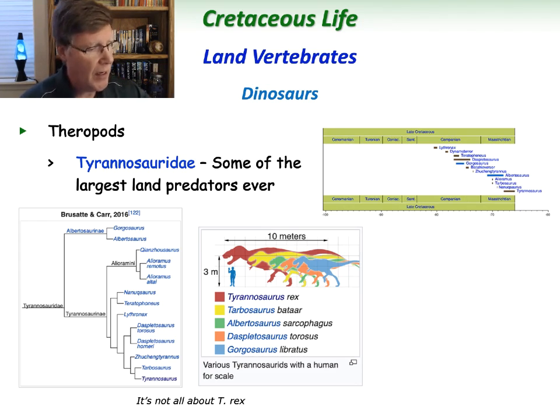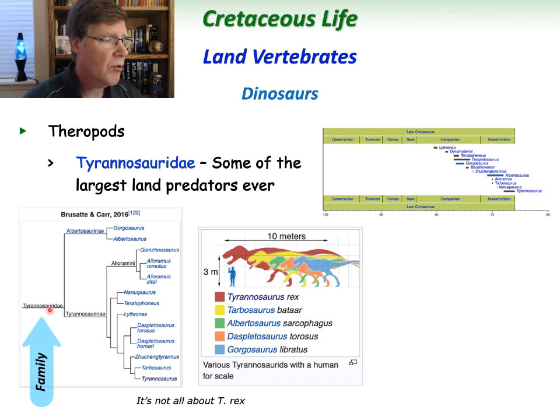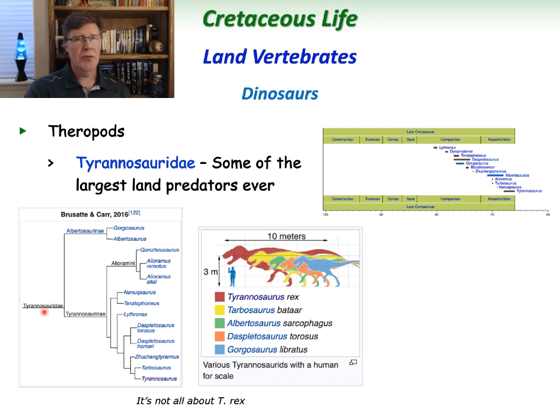And this diagram here shows the phylogenetic tree of family Tyrannosauridae. Tyrannosaurs, and that's the way I usually call them, is tyrannosaurs, because that includes all these different forms, not just Tyrannosaurus rex. Tyrannosauridae, the family, has Albertosaurs and Tyrannosaurini. And of the Albertosaurs, there's Albertosaurus and Gorgosaurus. And of the Tyrannosaurini, there's Tyrannosaurus, Tarbosaurus, Daspletosaurus, all these different ones.